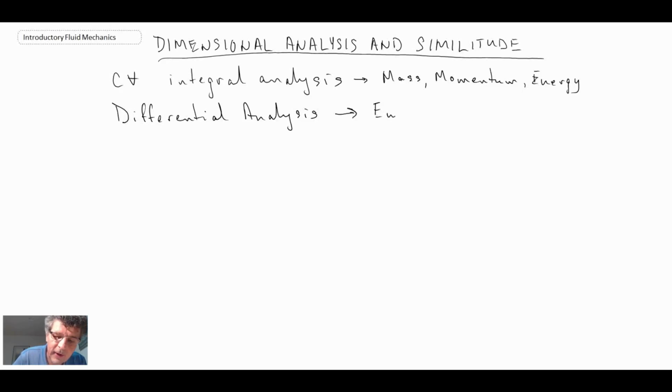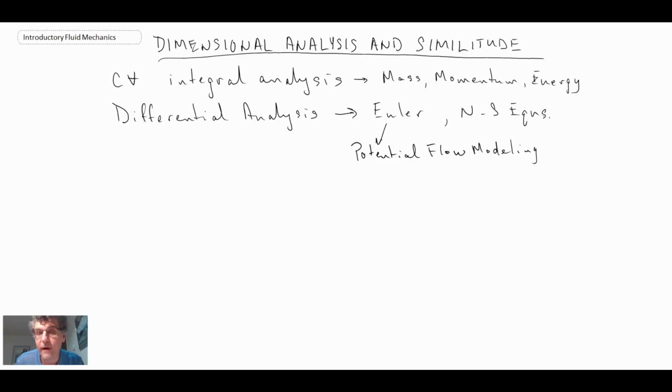We had the Euler equation, which is for an inviscid flow field, and we had the Navier-Stokes equations, which are for a viscous flow field. As a subset of Euler, we also looked at potential flow modeling, and we just briefly talked about that. Usually what you're after are the velocity profiles or pressure distributions in fluid mechanics, and from the pressure distributions, you can calculate forces and moments on objects.